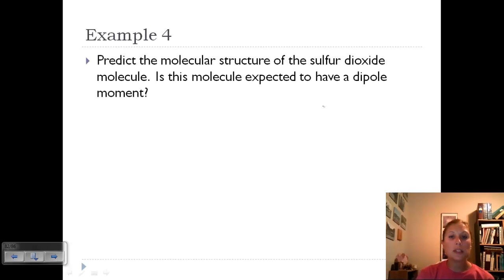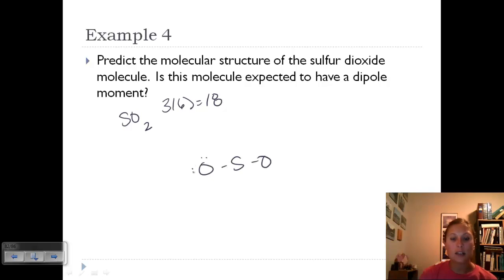Okay, so we want to predict the molecular structure of sulfur dioxide, and then is it expected to have a dipole moment? Okay, so sulfur dioxide is SO2. We know that sulfur and oxygen donate 6 valence electrons, and so that gives us 18. Sulfur is going to be in the center, and so if we give everything single bonds and satisfy the octet rule, we have 2, 4, 6, 8, 10, 12, 14, 16, 18, 20. We have too many, so that means we need to share, so I'm going to take this pair and have them share instead. So we have 2, 4, 6, 8, 10, 12, 14, 16, 18.